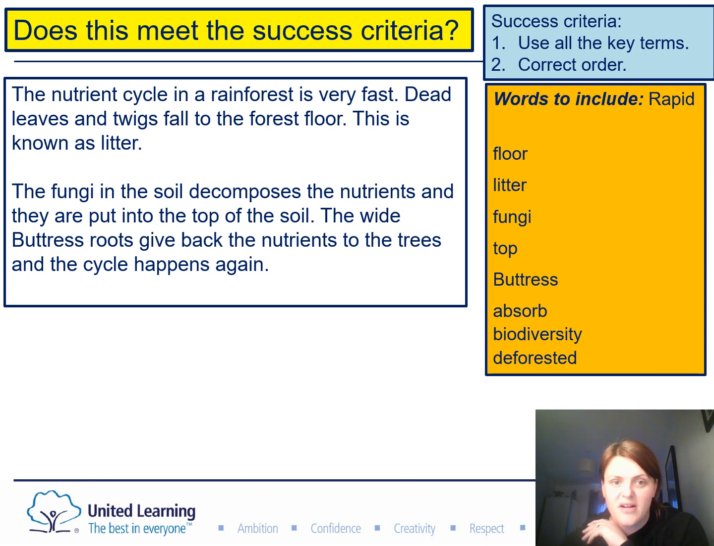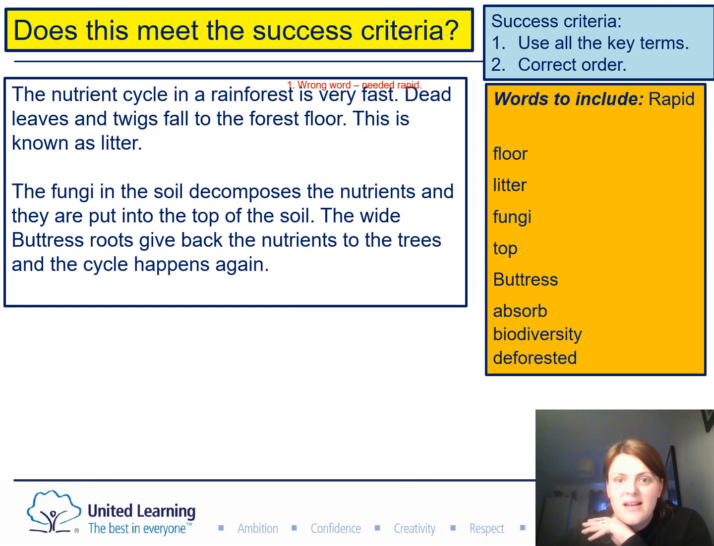So the nutrient cycle in a rainforest is very fast. Dead leaves and twigs fall to the forest floor. This is known as litter. The fungi in the soil decomposes the nutrients, and they are put into the top of the soil. The wide buttress roots give back the nutrients to the trees, and the cycle happens again. Right, so let's see if this has met the success criteria.